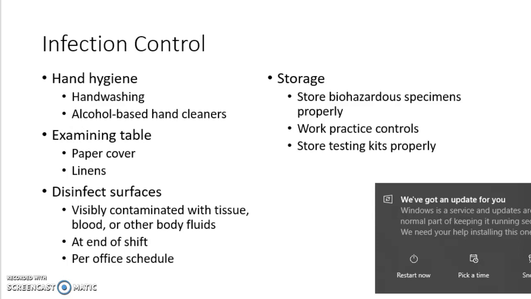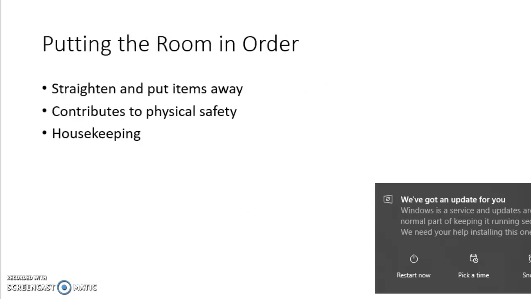Storage, you have to store biohazardous specimens properly. Once again, you will go through this in infection control. There are certain testing kits that have to be stored properly. There is a page that talks about refrigerator temperature control on 182, and there are certain things that have to be kept at a certain temperature. Generally, the temperature of a room is going to be about 72 degrees, but that page talks about refrigerators and where the refrigerator temperatures need to be kept.